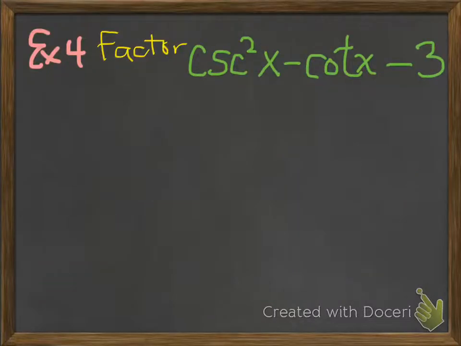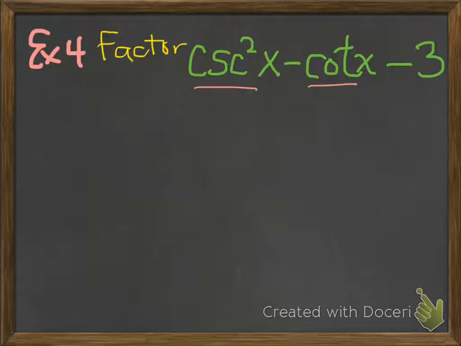Alright, now we have another factoring problem. The only difference between this and this is that we have two different trig functions. So in order to be able to factor this, it has to be in the same function. So I have to go back to my list of identities.